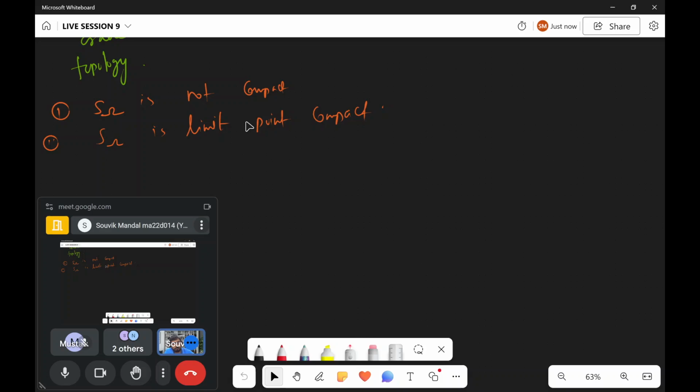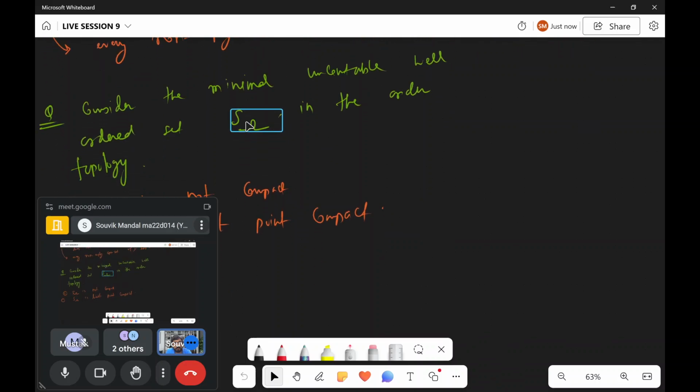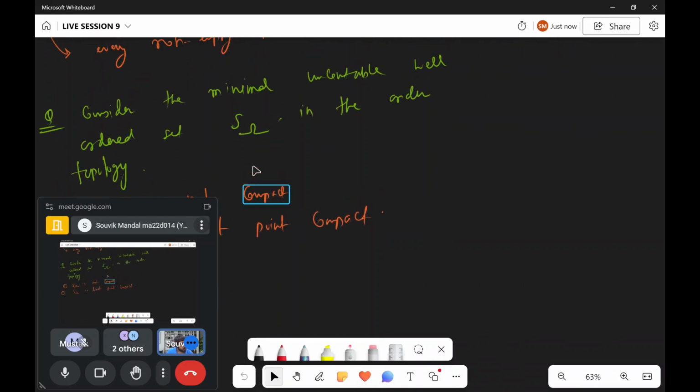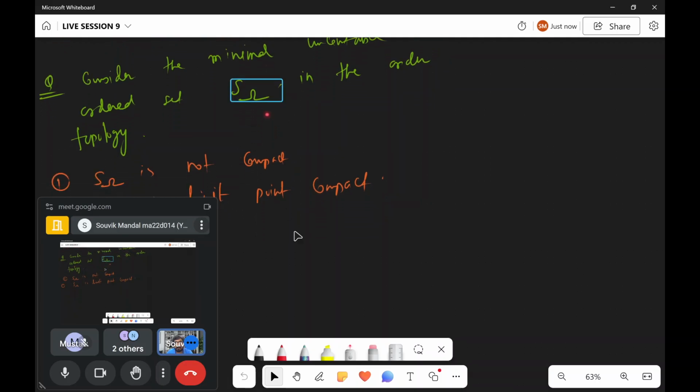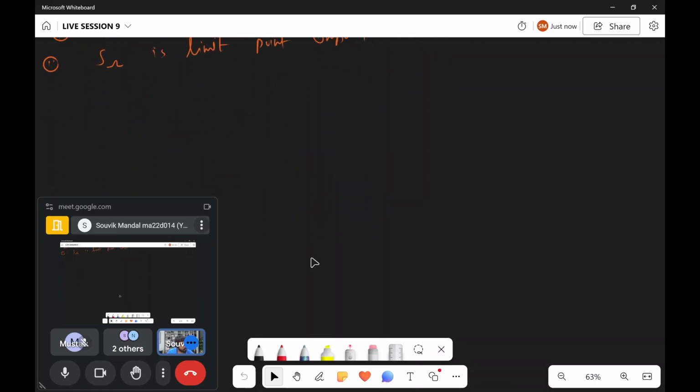So firstly, what is S omega? S omega is nothing but the minimal uncountable ordered set. If we consider this line, we can take this line to be S omega, correct? And it is minimal uncountable ordered.